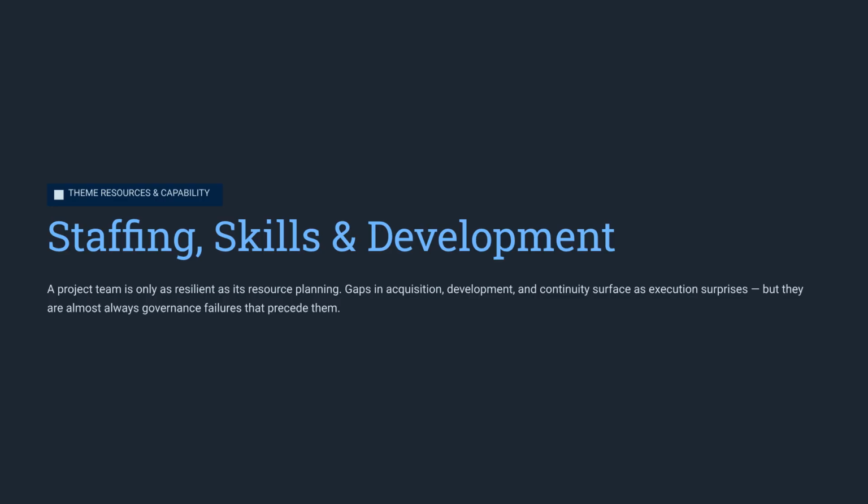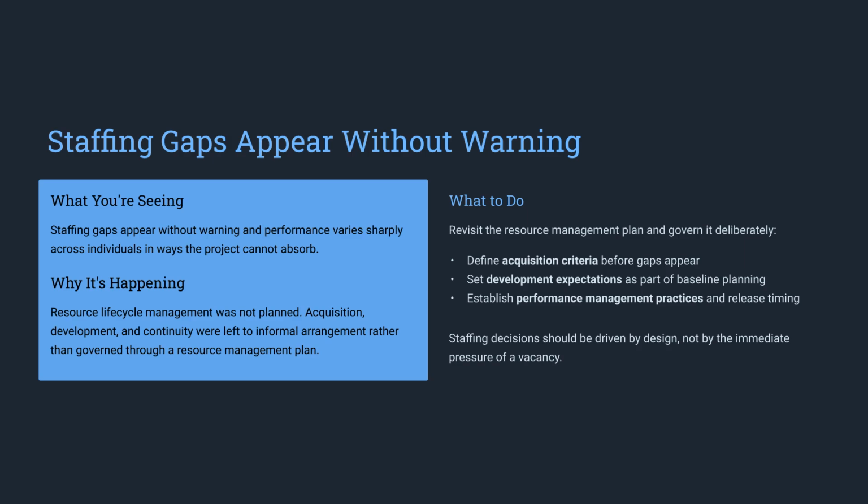Resilience in a project team starts with resource planning. Staffing gaps and development issues are rarely just bad luck. They are usually the result of governance failures that occurred long before the crisis. Avoid surprises by governing your resource plan deliberately. Define acquisition criteria early, set clear development expectations, and manage performance as part of your design, not in reaction to a vacancy.